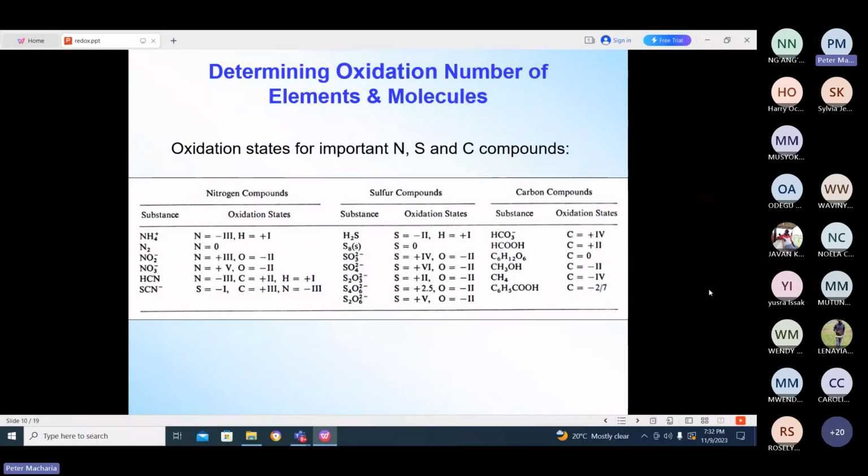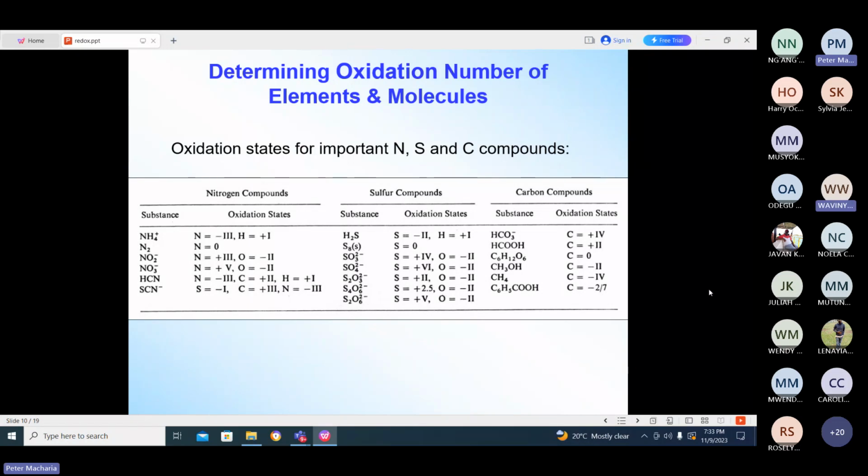So anyway, they are given there, and you can see how you calculate. If NO2 negative, oxygen. I have a question, sir. Yes. What of in the cases of fractional? Like the case that you had found in the thiosulfate, the case of sulfur having a 2.5. That is what I'm saying.